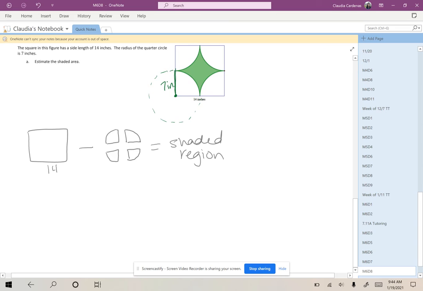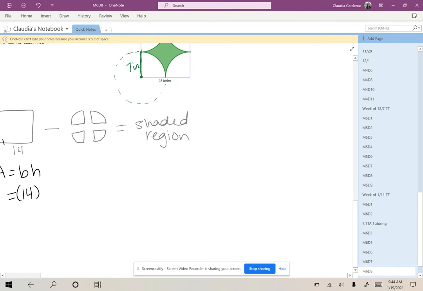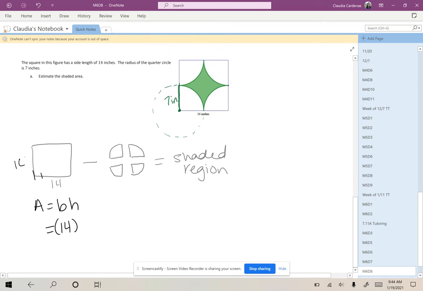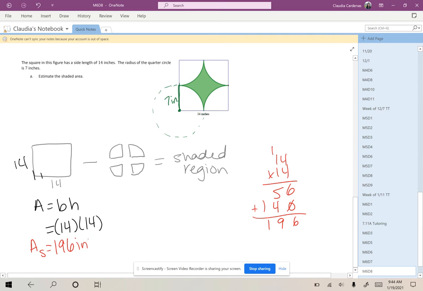So if we have the square, I know the area formula is area equals base times height. And the base of the square is the same as the height of the square because what is special about squares in general is that their sides are all the same. So if I go over here and multiply 14 times 14, I get an area of the square of 196 inches squared. So we have the area of the square.